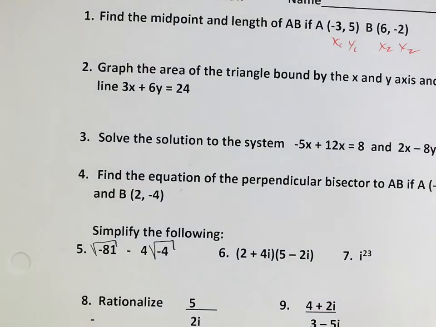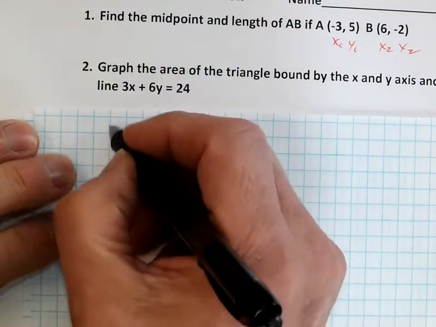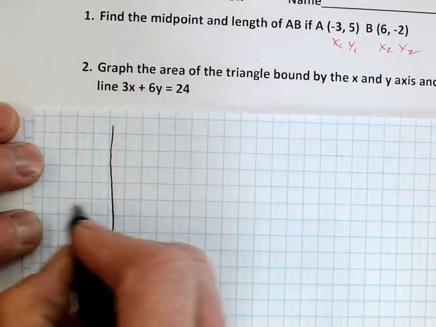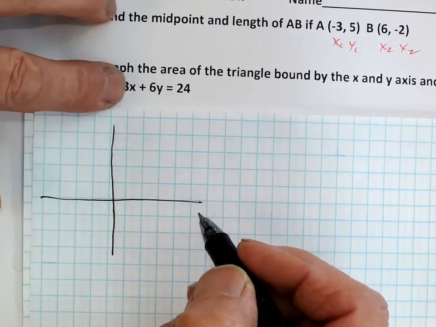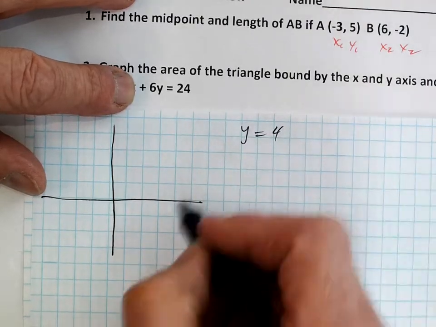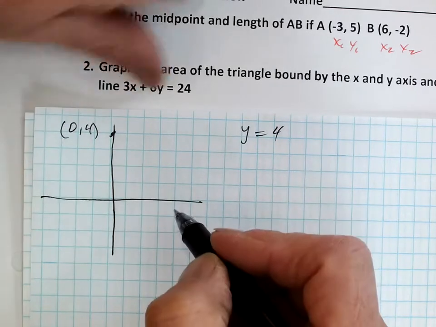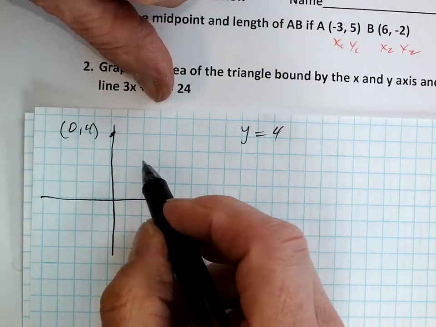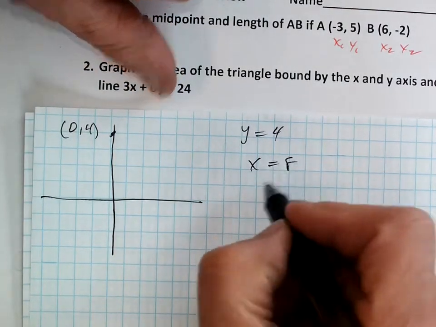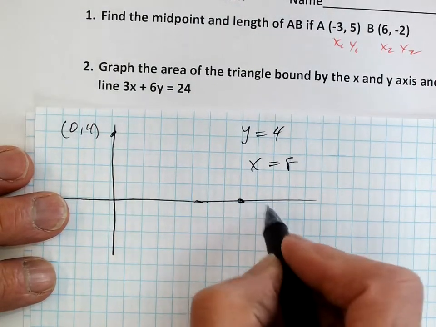Number two, I need some graph paper. This one's pretty easy. So what's the area of a triangle bound by the x, y-axis, and this line right here? So what I am going to do is graph this thing by intercepts. Easiest of all. So if I cover up the 3x, I'll get y equals 4. So I have a point at 0, 4. And if I cover up the y, I get x equals 8. So I'll have an x-intercept of 1, 2, 3, 4, 5, 6, 7, 8.